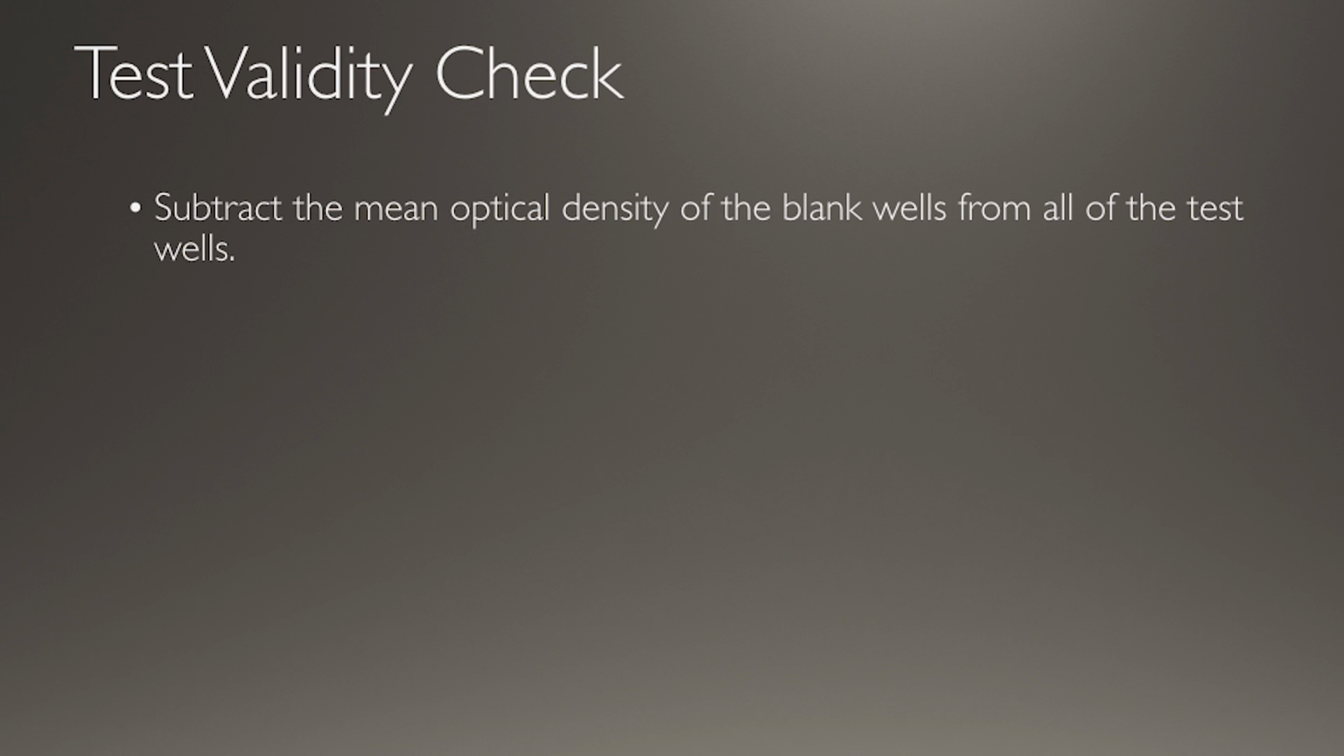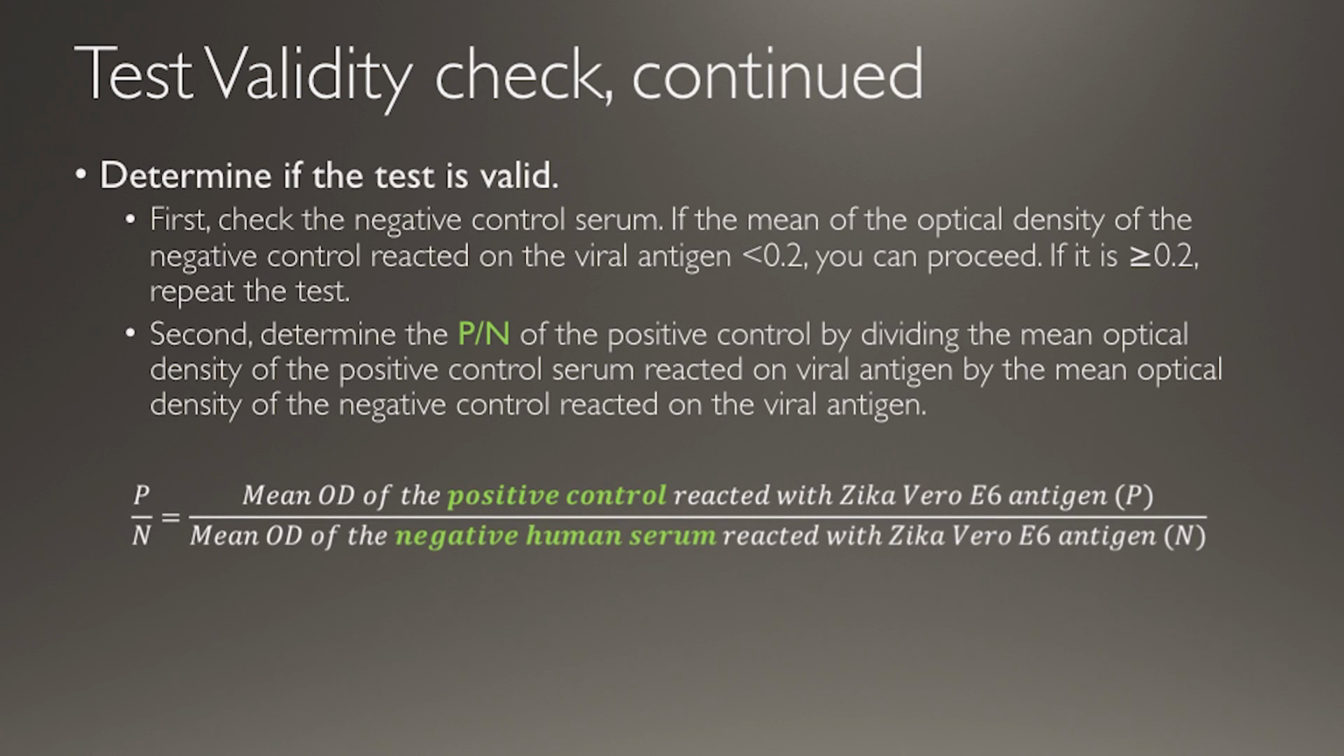Subtract the mean optical density of the blank wells from all of the test wells, and then determine if the test is valid. Calculate the mean OD of the negative control serum. If the mean of the optical density of the negative control reacted on the viral antigen is less than 0.2, you can proceed. If it is equal to or higher than 0.2, it is recommended that you repeat the test.